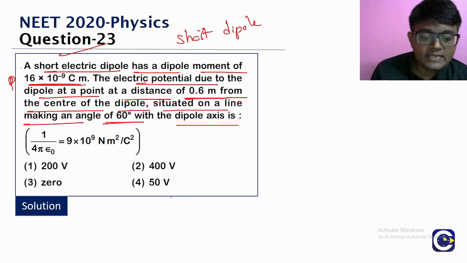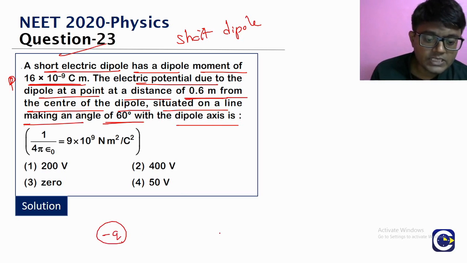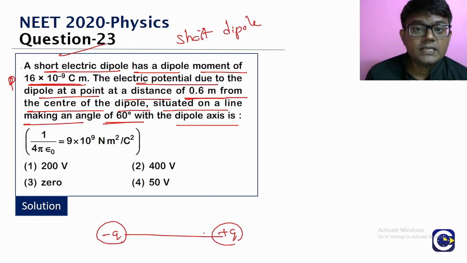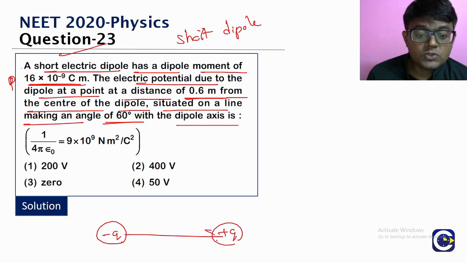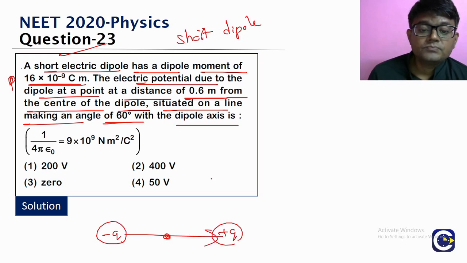What do you mean by the dipole axis? Think about it. If you have a negative charge and you have a positive charge, okay, so the dipole moment will be in which direction? From the negative charge to the positive charge. This is the center. You have a point which is at a distance r. This is the point P. Okay, this is the point.